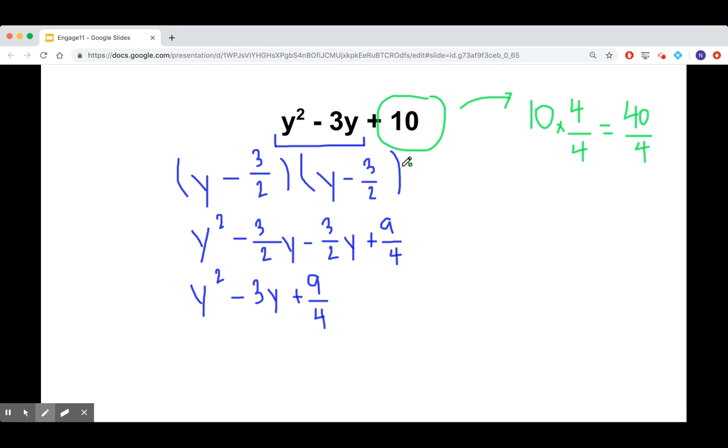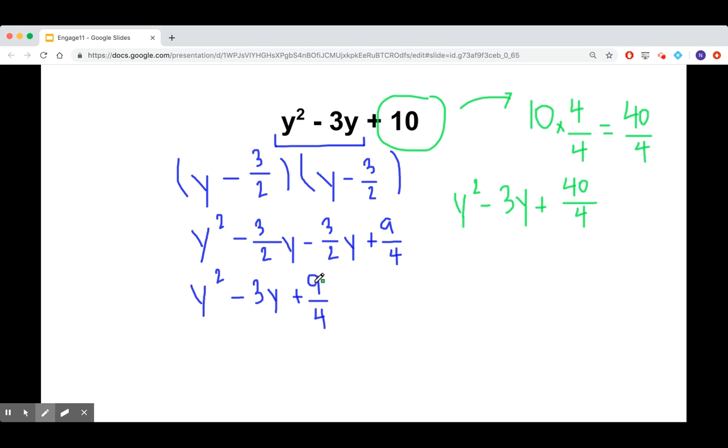What this means is that I can rewrite my original expression as so: y squared minus 3y plus 40 over 4. This expression here is exactly the same thing as our original quadratic expression. I've simply changed 10, the integer, to the improper fraction 40 over 4.